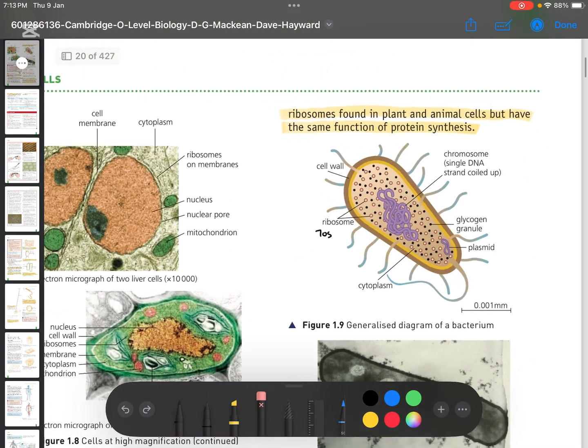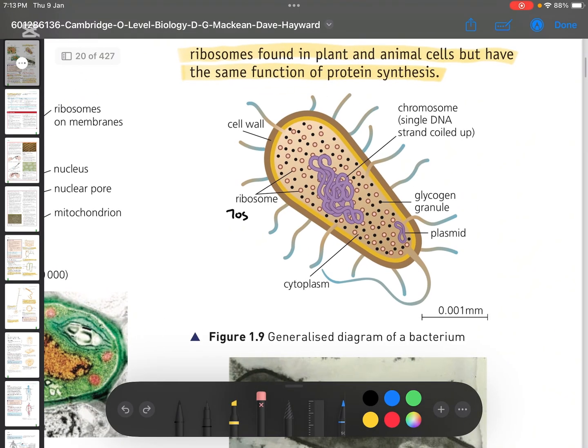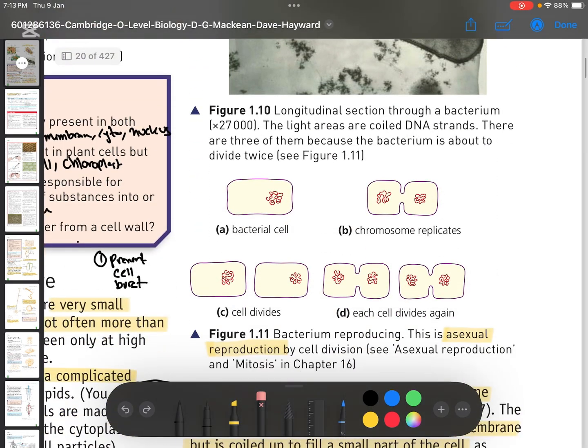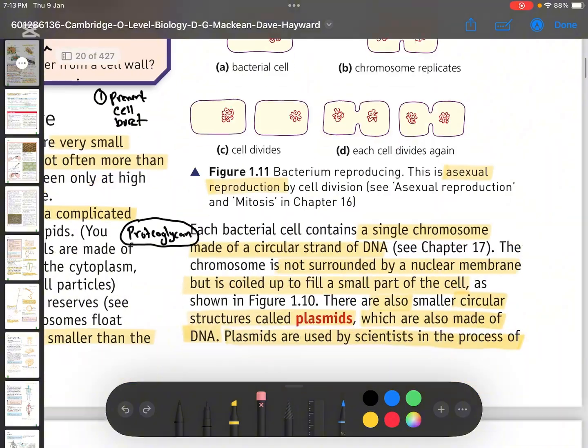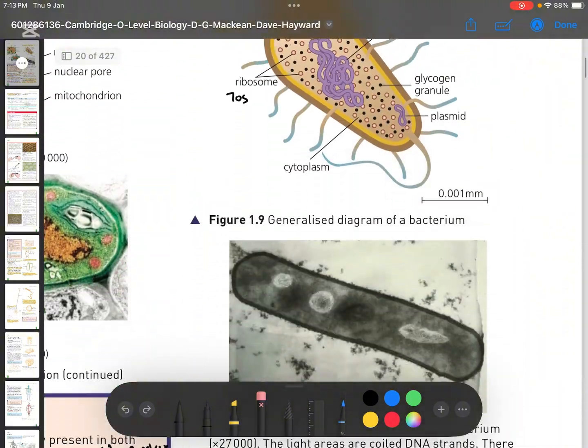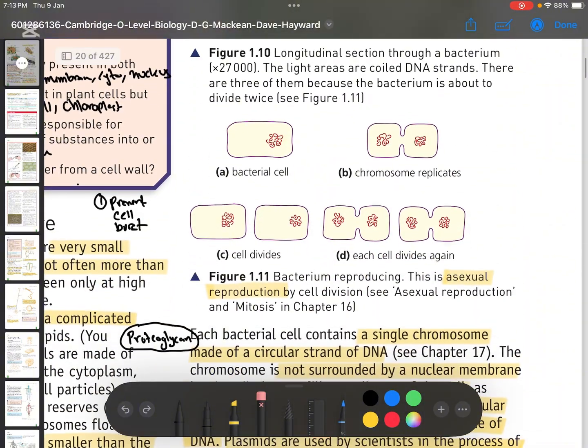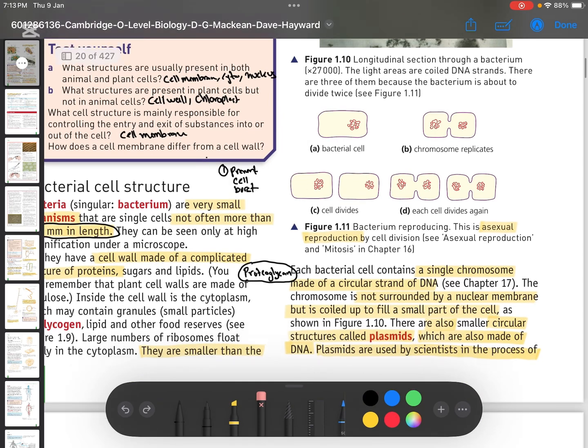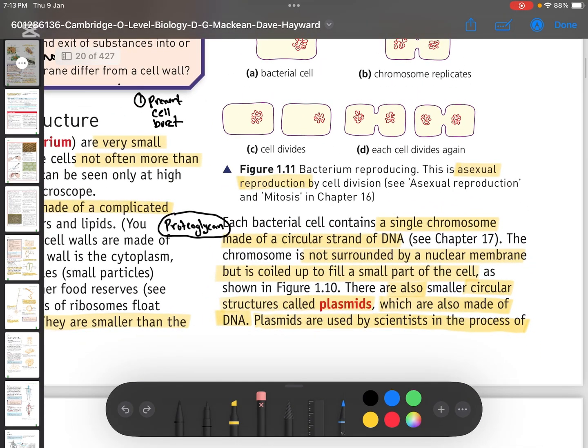Here's a picture of the bacterial cell over here. Before we look at the image, first we're going to read a bit more details about them. Now, each bacterial cell contains a single chromosome, and it's made up of circular DNA. Now, one more difference between a bacterial cell and animal and plant cell is that the bacterial cell has a circular DNA, whereas the animal and plant cells have linear DNA.